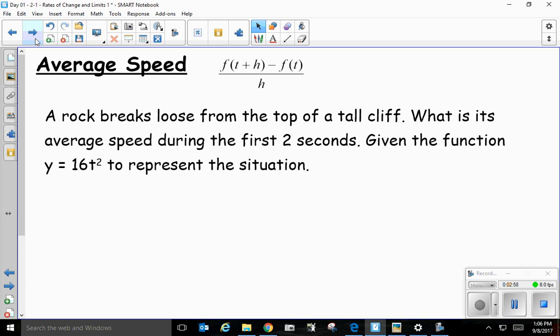So let's actually do this. A rock breaks loose from the top of a tall cliff. What is its average speed during the first 2 seconds? Given the function y equals 16t squared to represent the situation. So we know t is obviously what?